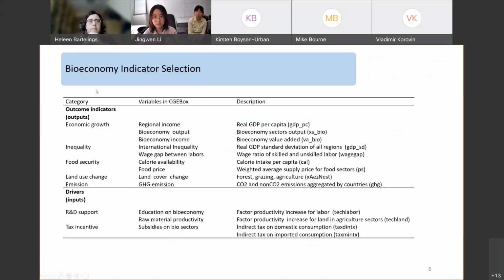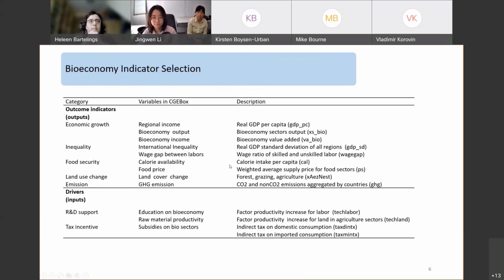And these are the indicators we chose from CGBox or CGE model. And we choose from different aspects. For example, economic growth, we have real GDP per capita to measure regional income. We also have specific indicators for bioeconomy, like the total output or value added. We also have indicators to measure inequality. For example, we use a wage gap between skilled labor and unskilled labor to measure the inequality between different labors. We also have real GDP standard deviation of all countries to measure the international inequality.